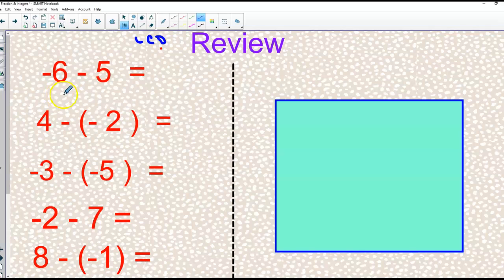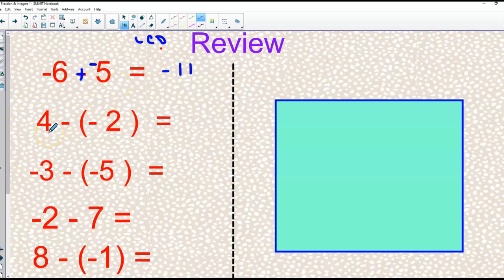So we leave the first number alone, change this into addition, and then we're going to make this positive 5 its opposite, and that would be -5. And once we do that, we use our adding integer rules. So -6 plus -5 would be -11, right? Add and keep the sign.